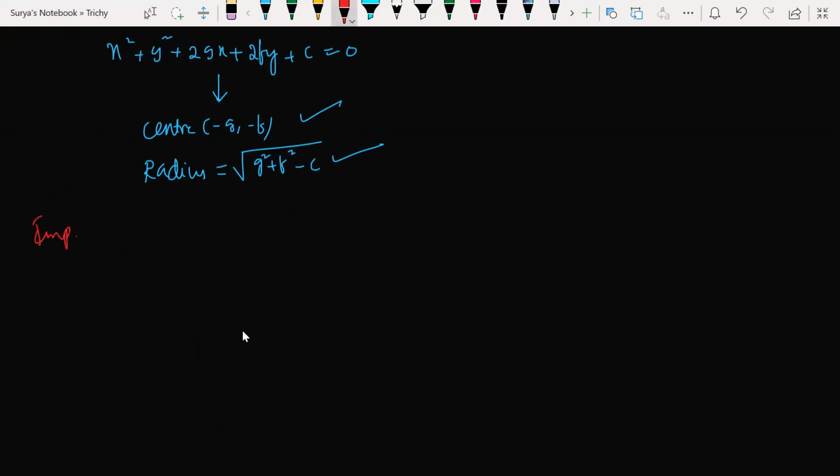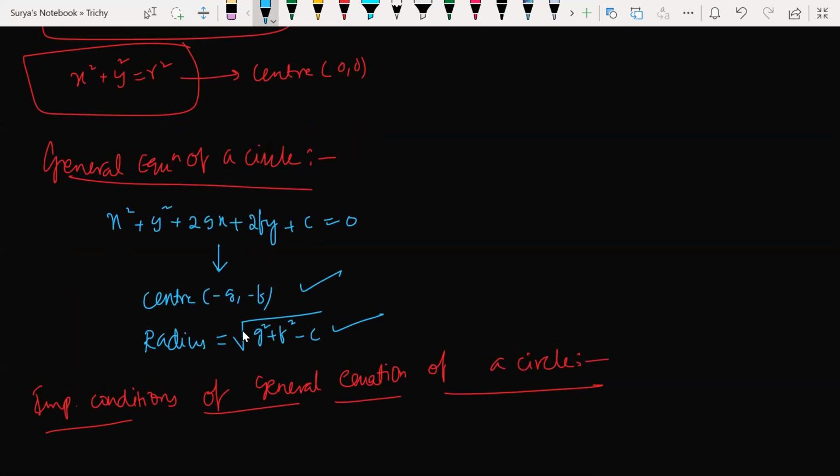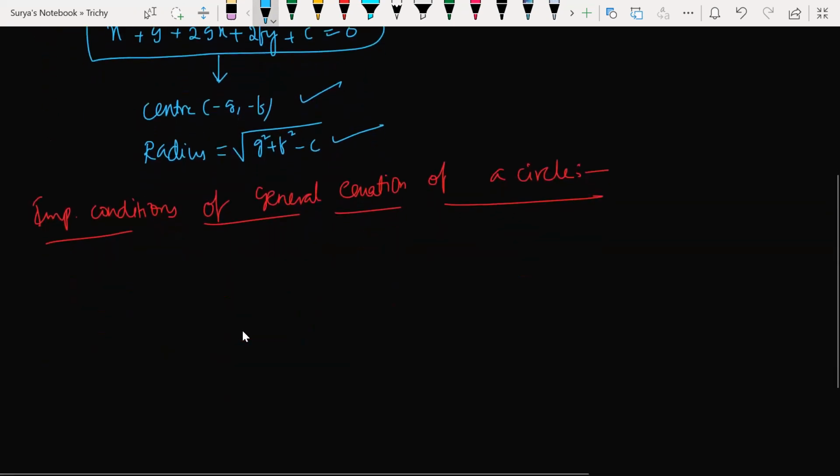मेरे पास क्या क्या conditions हैं? Important conditions of general equation of a circle. ठीक है, important conditions of general equation of a circle. ये general equation of a circle, what is the general equation of a circle? This is my general equation of a circle. What exactly are the conditions of this general equation of the circle? Tell me. If these conditions are satisfied, then only the general equation represents a circle.